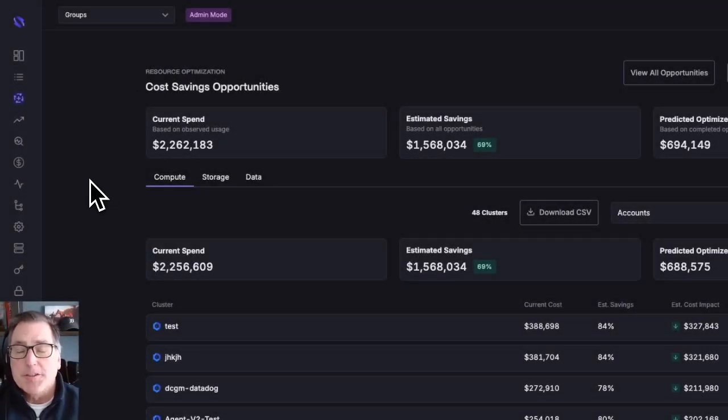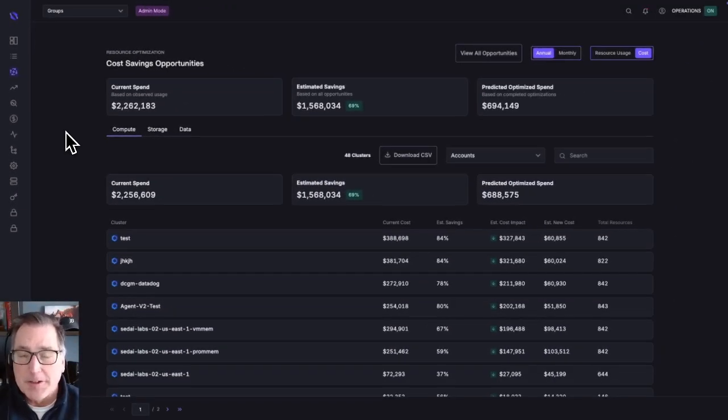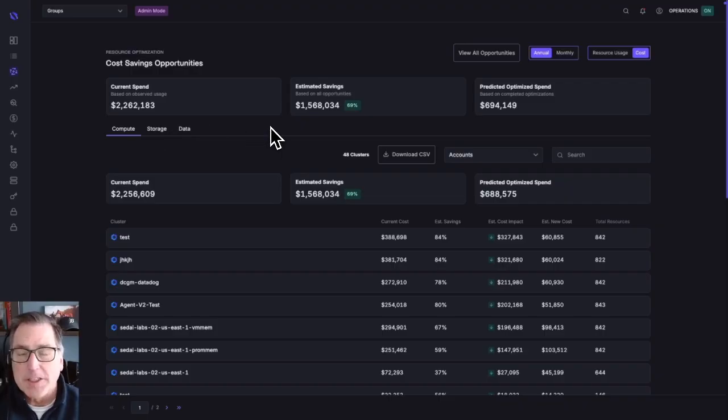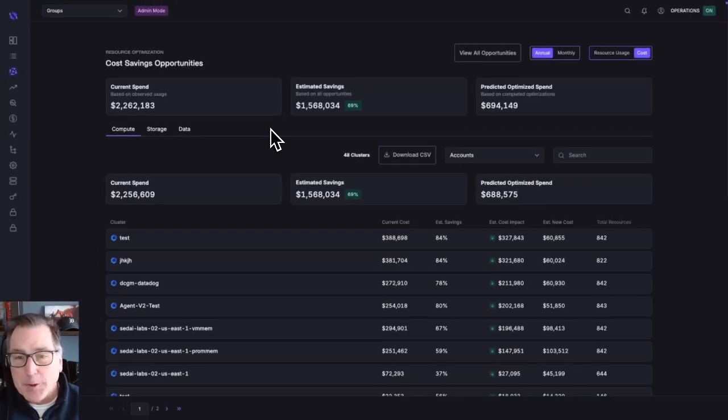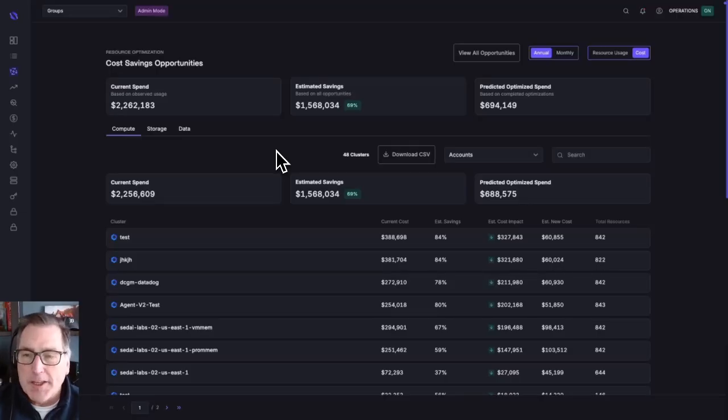GPU infrastructure is one of the fastest growing cost centers in modern engineering organizations, but it's also one of the hardest to understand and to optimize. The result is that most organizations are wasting a lot of their GPU spend without even necessarily knowing about it. I'd like to show you how Sedai is addressing the issue with our new GPU optimization capabilities.